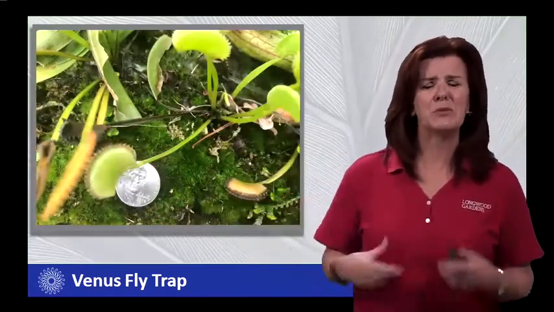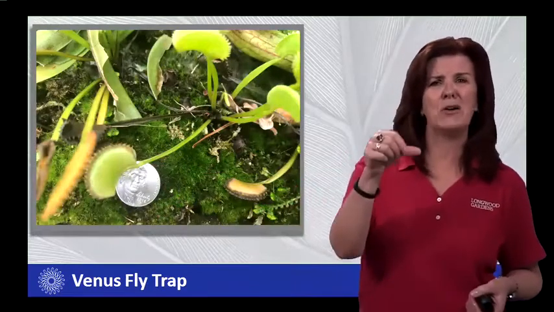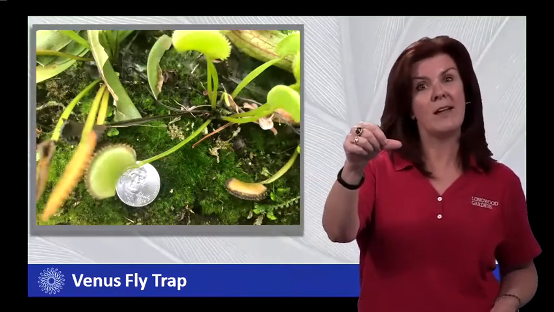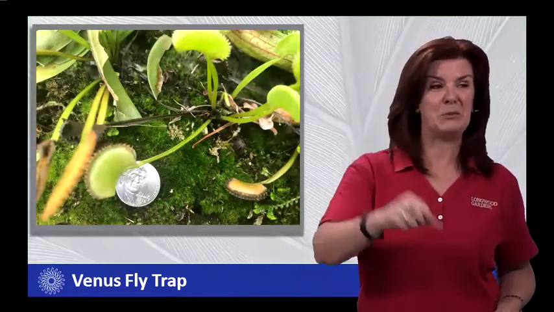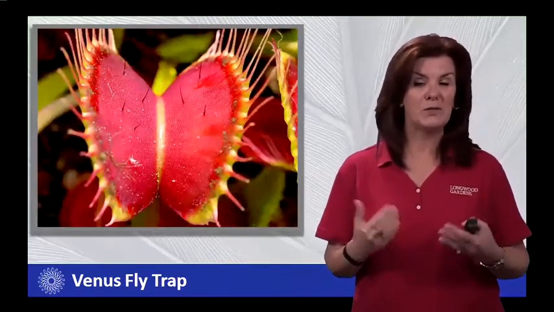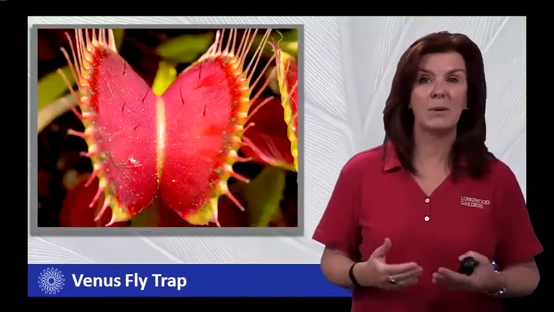The leaves are small, so I dropped a nickel down below this one so you can get an idea of how small it is, probably about the size of the tip of my finger, so not able to eat humans. Let's take a look at the structure of the trap itself. So, great example of a snap trap.